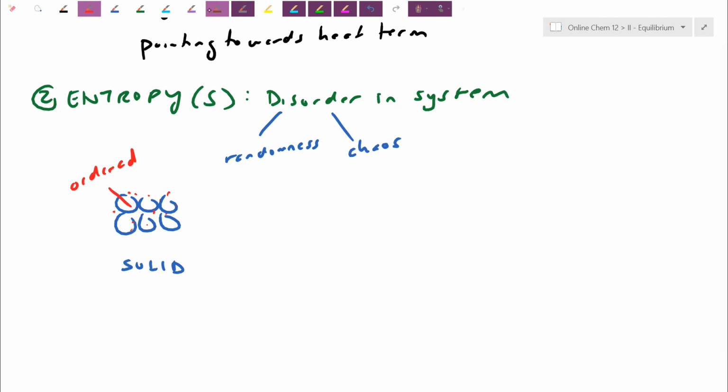Because entropy is defined as disorder, something that has high order, we can say it has low entropy, okay, low S. Low randomness means you're very ordered.